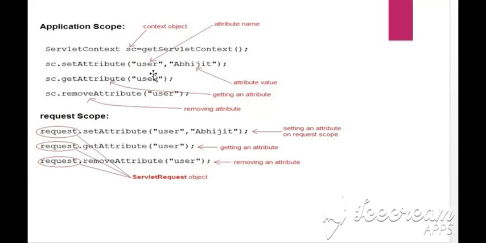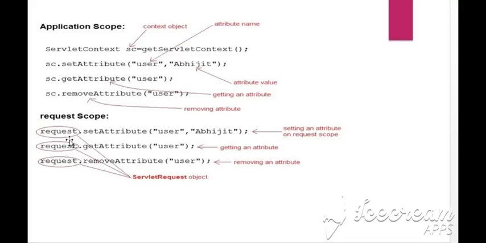Here it's user, it is the attribute name. We are setting that attribute name to the value, the attribute value, which is Abhijit. sc.getAttribute, we are mentioning that attribute name, it will get the value of that attribute. sc.removeAttribute, and we are mentioning the attribute name, it will remove the value of that attribute.